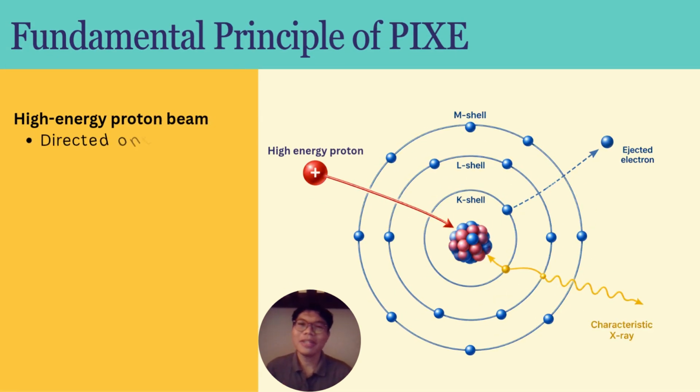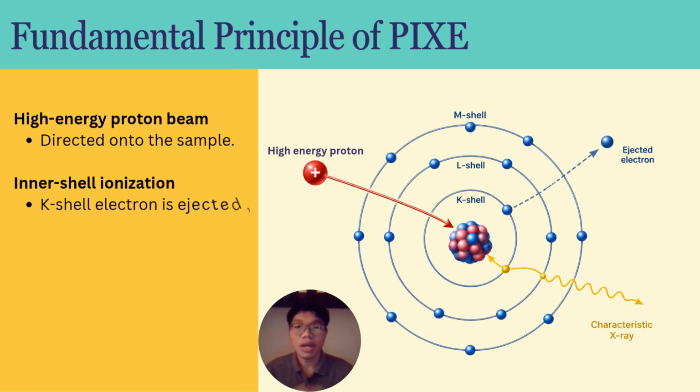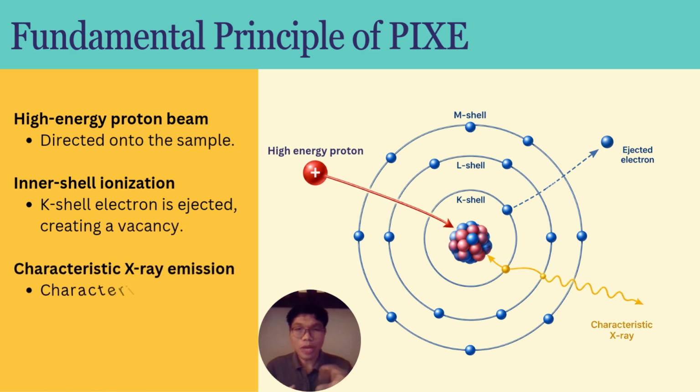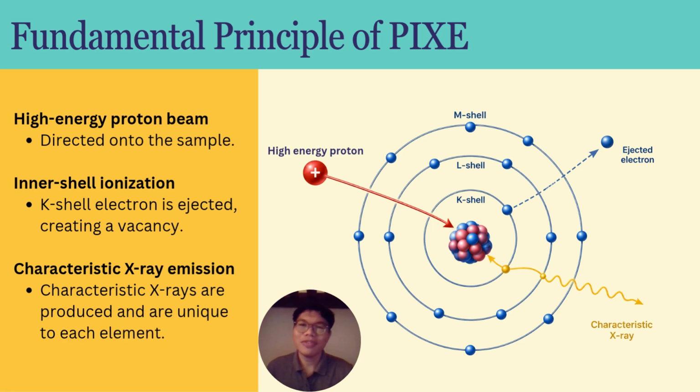The fundamental principle of particle-induced X-ray emission starts when a high-energy proton beam is directed onto the target sample. When this proton collides with the atom, it transfers enough energy to eject an inner shell electron, usually from the K shell. This creates a vacancy and makes the atom unstable.